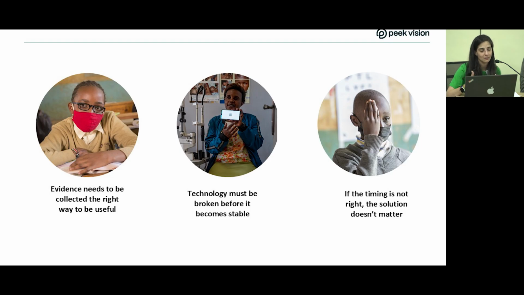If I were to present pages and pages of tables and charts, they're not useful for someone who needs to plan a program. And technology must be broken before it becomes stable. And I broke it many, many times. Also, if the timing is not right, your solution doesn't matter. That's why this whole idea of building something in consensus with an advisory group, a global group of people who had input in every aspect of how it's being developed, meant that the timing became a lot more right.